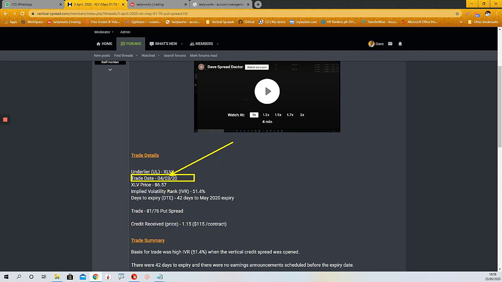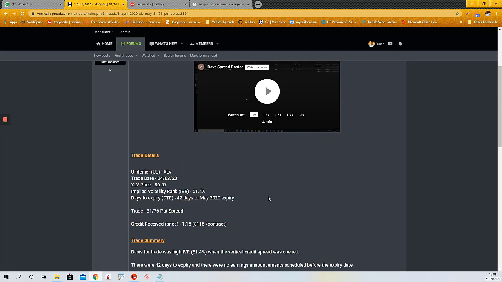Okay, so XLV was trading at $86.57. Implied volatility was at 51.4. There were 42 days until the May expiry when I put on this trade. So to check off a few things, the implied volatility rank was over 50%, check on my criteria list. Earnings, well, XLV is an ETF. ETFs do not have earnings, check. Days to expiry, 30 to 45 days. This was 42 days, check. So this meets all the criteria.